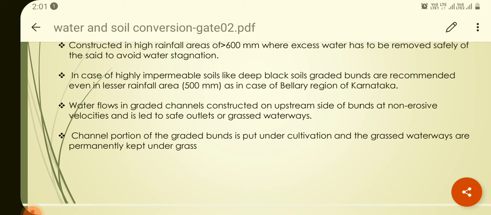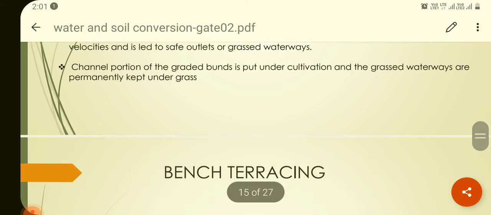Water flows in the graded channels constructed on upstream sides of the bunds at non-erosive velocities and is led to the safe outlets or grassed waterways. Channel portion of the graded bunds is put under the cultivation and the grassed waterways are permanently kept under grass.